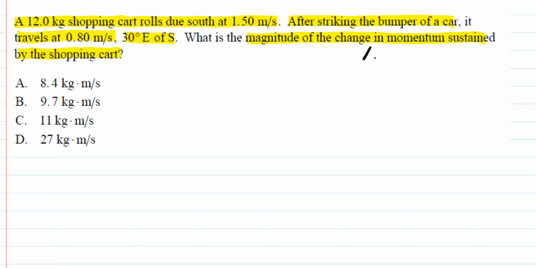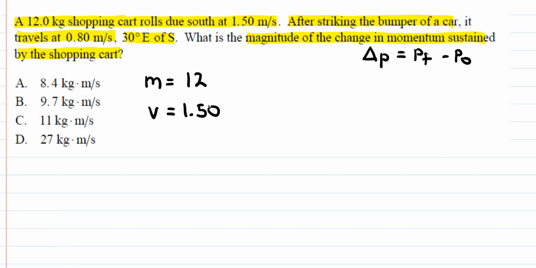Since we want to find a change in momentum, that is delta P, which equals your final momentum minus your initial momentum. Okay, so let's go ahead and figure out what's going on initially in this problem. Initially, the cart here is 12 kilograms, and its speed is 1.50 meters per second.